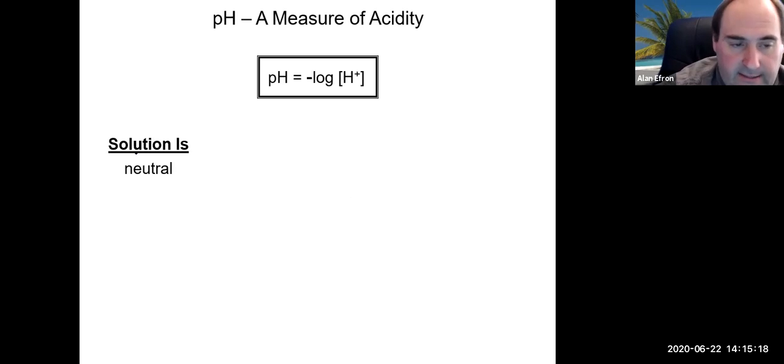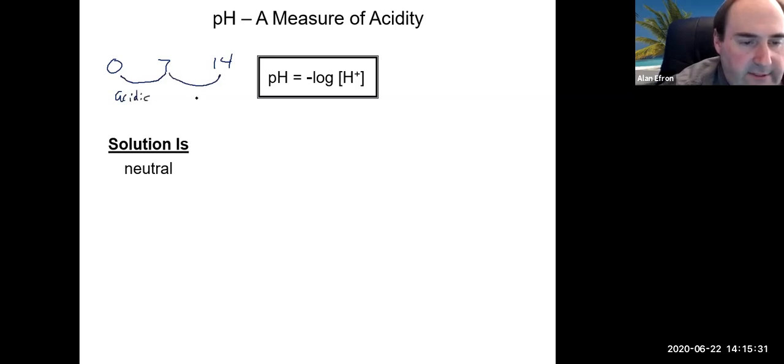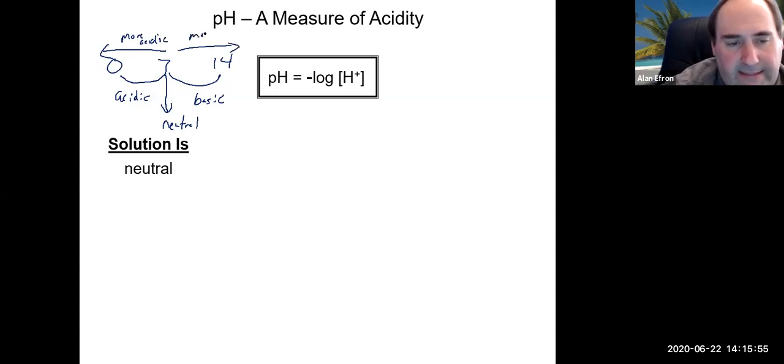So when we talk about the pH scale, it goes from 0 to 7 to 14. Below 7 to 0 is acidic. Above 7 to 14 is basic. And technically speaking, dead on 7 is neutral. And as you go from 7 towards 0, it becomes more acidic. As you go from 7 to 14, it becomes more basic.